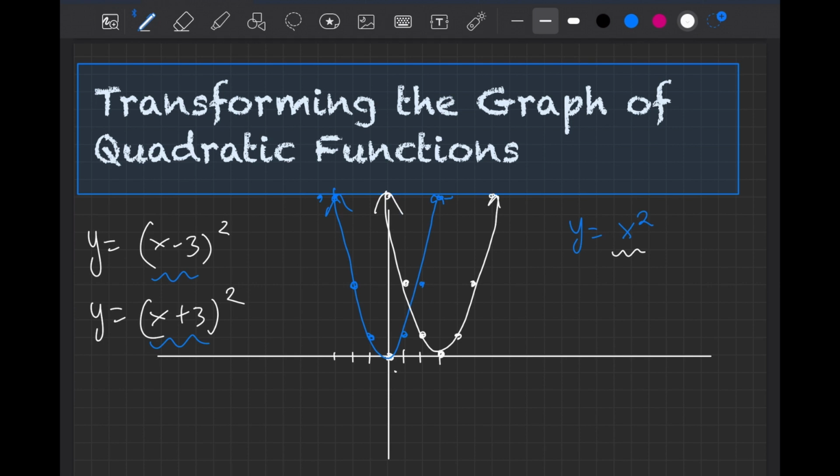If we're going x plus 3, here I'll do it in this color, it's going to go to the right, or sorry, the left. So if we go here, left to right 1, up 1; left to right 2, up 4; and so on. So the key point is, if it's x plus something, you're going to go to the left. And if it's x minus something, you're going to go to the right.